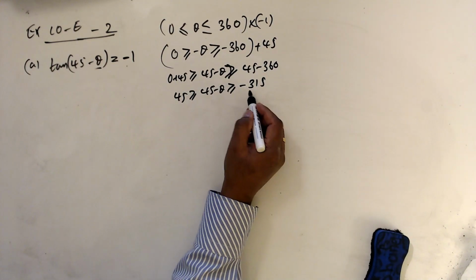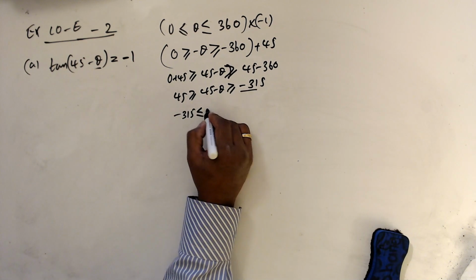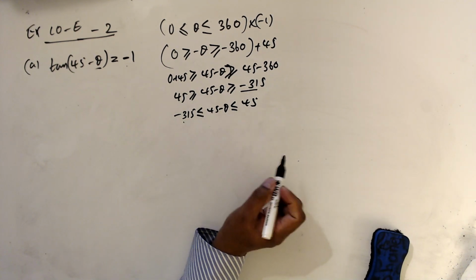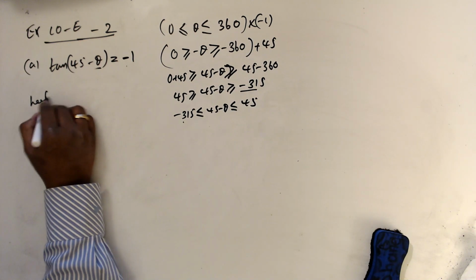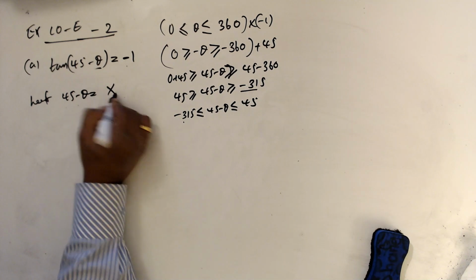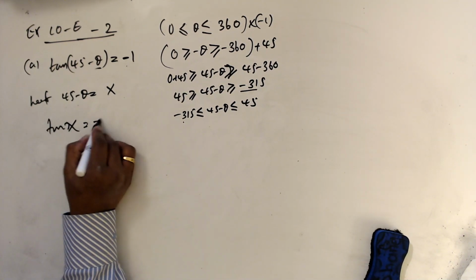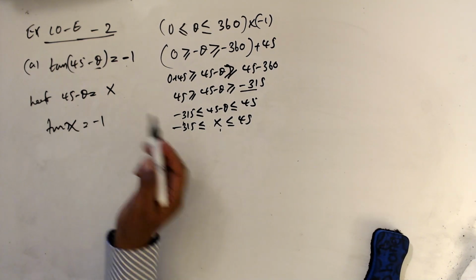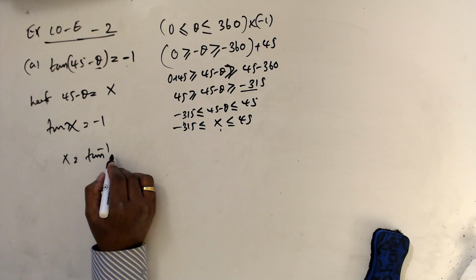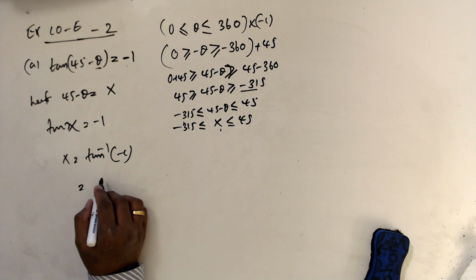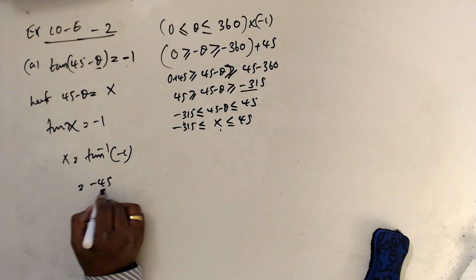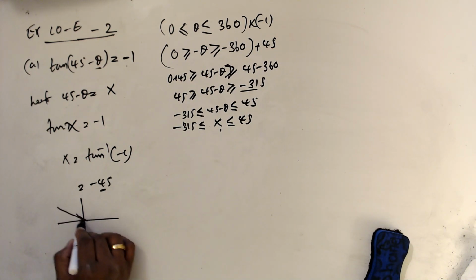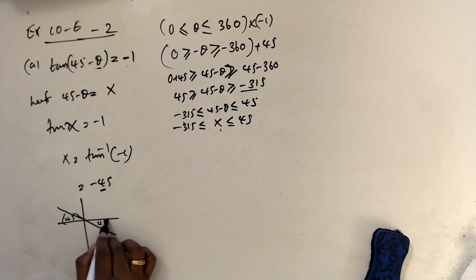You can rewrite the other side as well. This is smaller. So minus 315, 45 minus theta, then 45. Now it follows the number line, minimum, maximum. And now let 45 minus theta equal x. Then tan x equals minus 1. So this is minus 315, x, 45. I'll take this as x. Now it's a normal sum. X equals tan inverse minus 1. So this is going to be minus 45. The acute angle is 45. Tan is negative in the second and fourth quadrants.